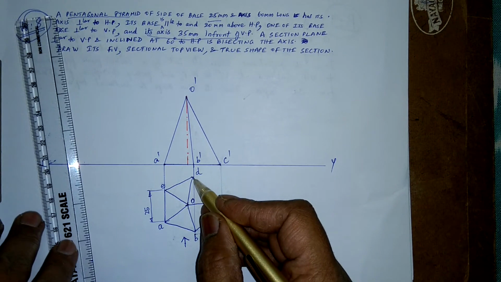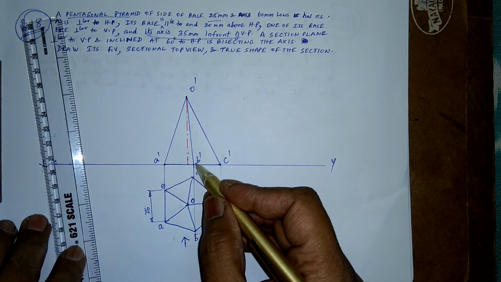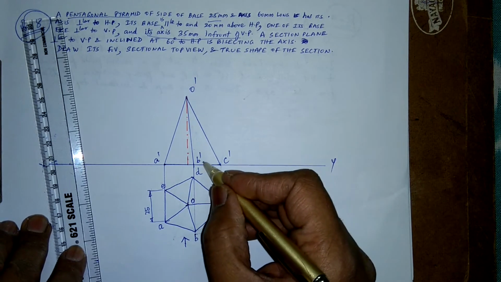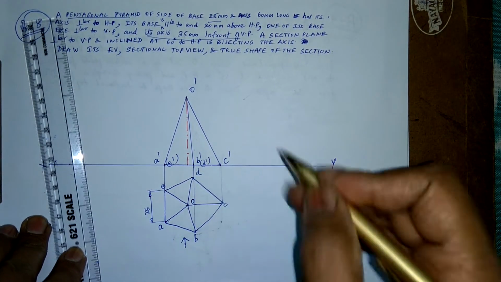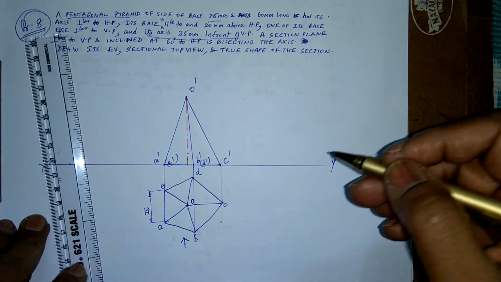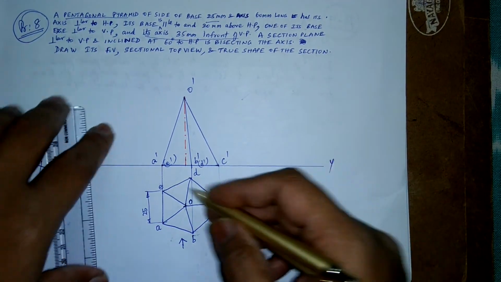Right. Now what about D dash? D and E are coinciding with A and B respectively. So I would say this is D dash, this is E dash. I'm putting these in braces just so that I would know that it's a hidden line. Alright, this is my first step. I've drawn the base shape.